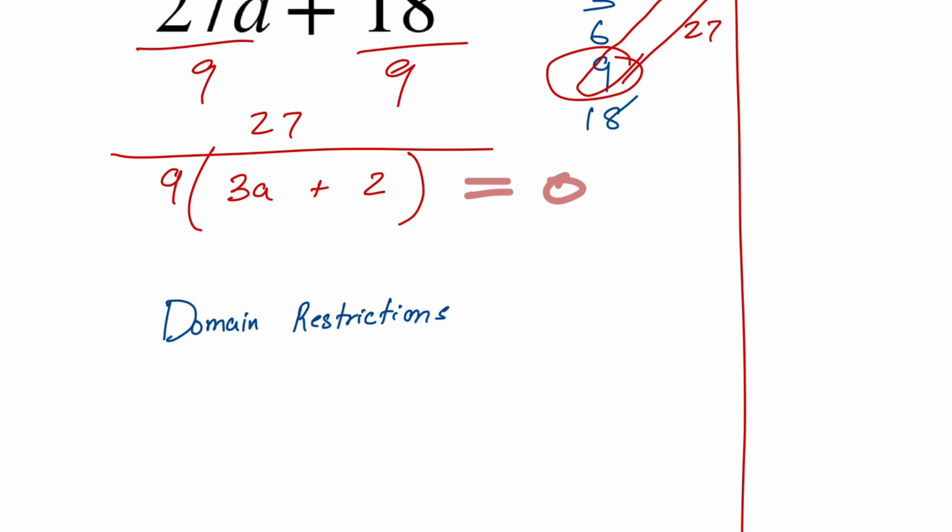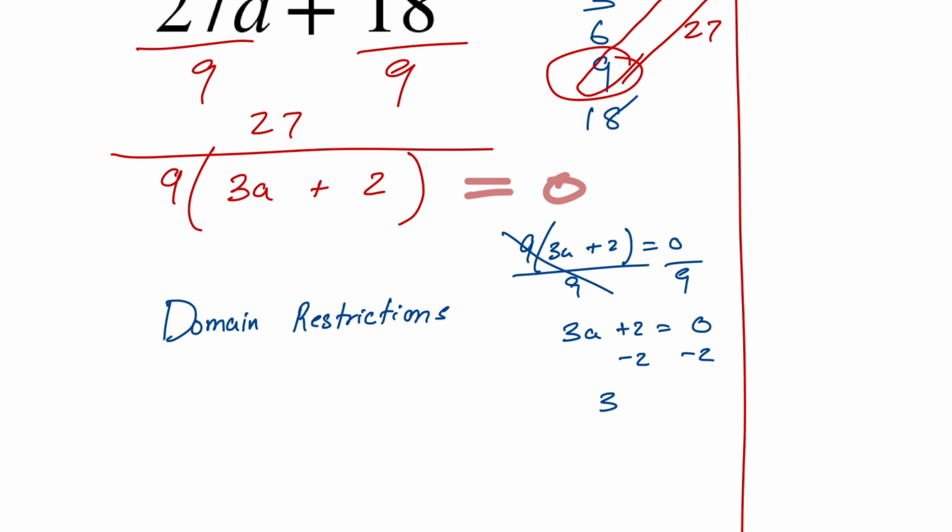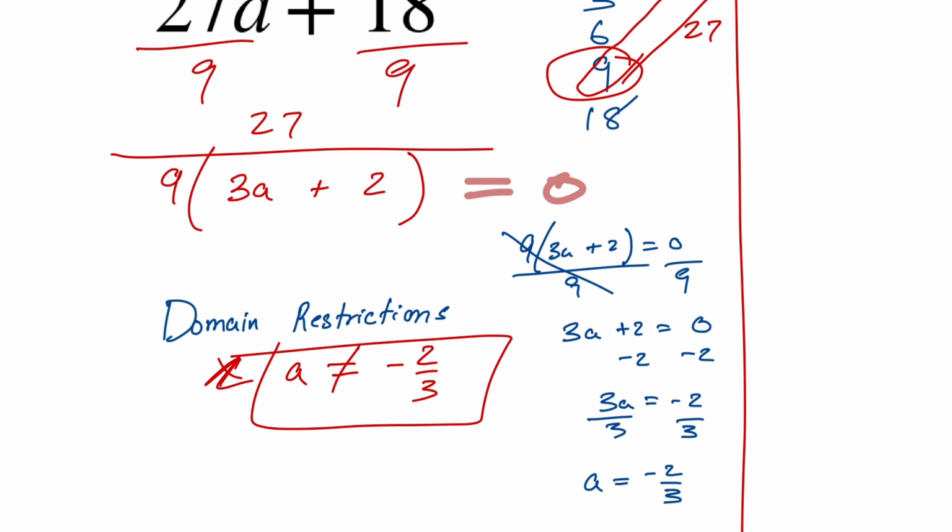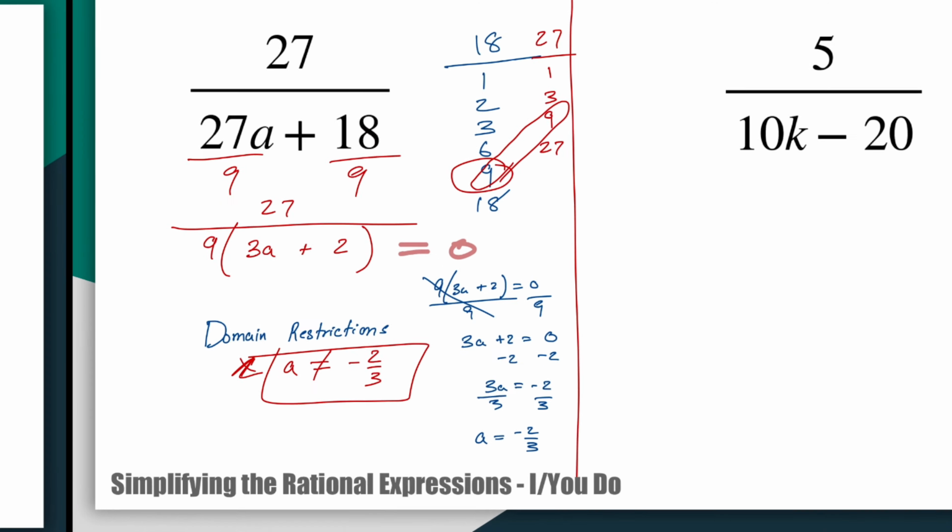So I'm going to set that up and solve. I'm going to go 9 times 3a plus 2 is equal to 0. I'm going to solve for a. So I'm going to divide by 9, which cancels out, and that doesn't matter. 0 divided by 9 is just 0. So I have 3a plus 2 equals 0. I subtract 2. I get 3a equals negative 2. I divide by 3, and I get a is equal to negative 2 over 3. So that's the number that if I plug it in for a, I get a 0 in the denominator's place. And so a cannot equal negative 2 over 3. Like that. Okay? All right.